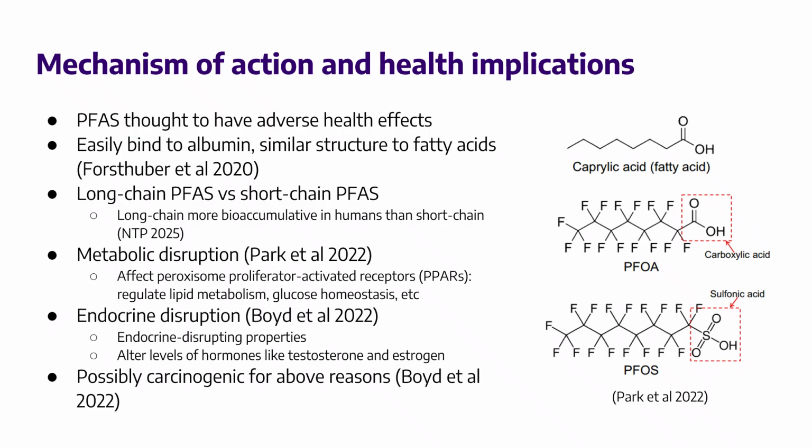PFAS is a notable metabolic disruptor. It affects PPARs, which regulate lipid metabolism, glucose homeostasis, and other metabolic functions. PFAS has endocrine disrupting properties, and it can alter the levels of sex hormones like testosterone and estrogen. It is thought that it is possibly carcinogenic for these reasons.